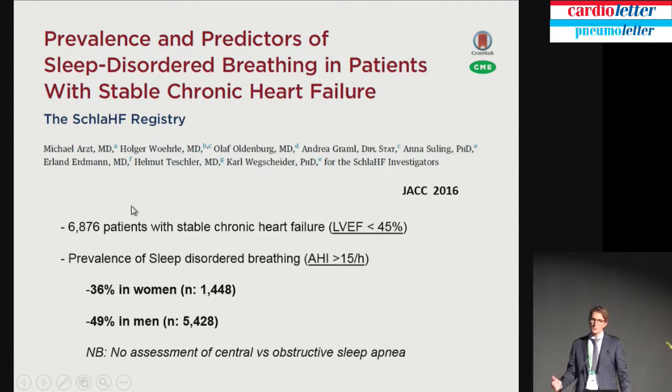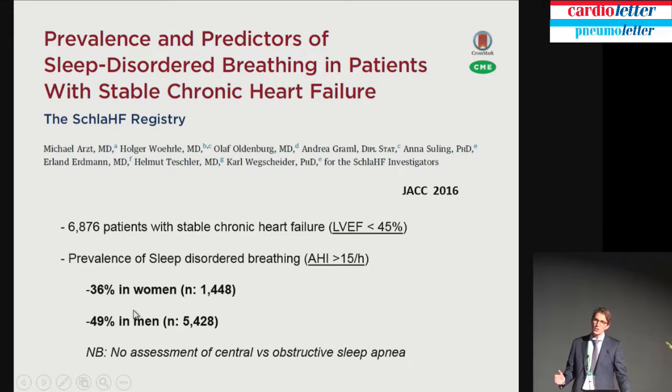Okay, so now what is the prevalence of sleep disordered breathing in heart failure patients? I just show you one study, a very recent study published in a very good journal just a few months ago. They took 6,800 patients with a left ventricular ejection fraction of less than 45%. They determined the prevalence of sleep disordered breathing according to an AHI threshold of more than 15, which means moderate to severe sleep apnea. And they found very important numbers here, 36% of the women and 49% of the men. So this is even more for the women, at least, than what we found.